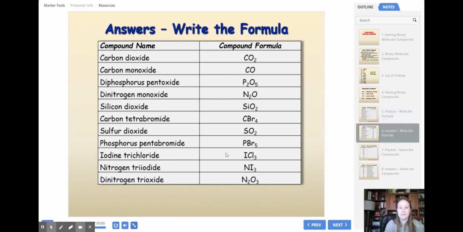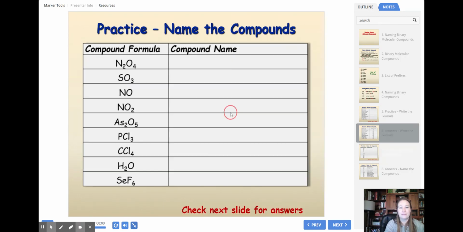Here they are. So you can check your answers. And let's do the opposite of that. So now we have the formula, let's name them. This would be, there's 2 of them, dinitrogen tetroxide. I had to think about that one. Sulfur trioxide would be the next one.